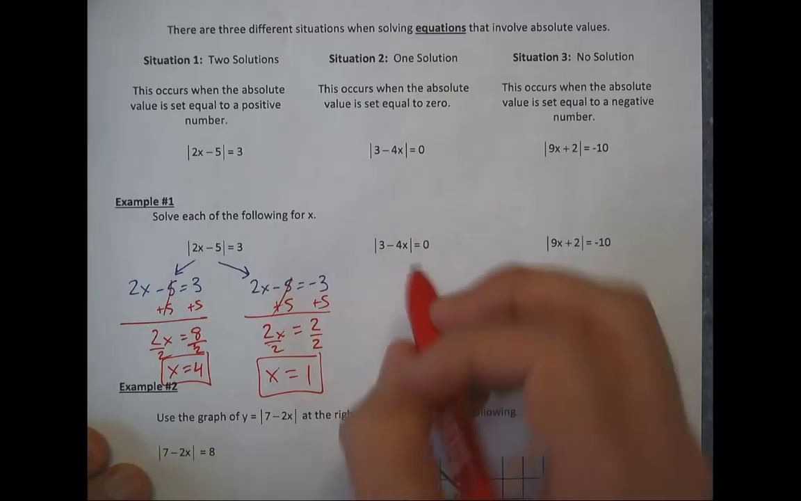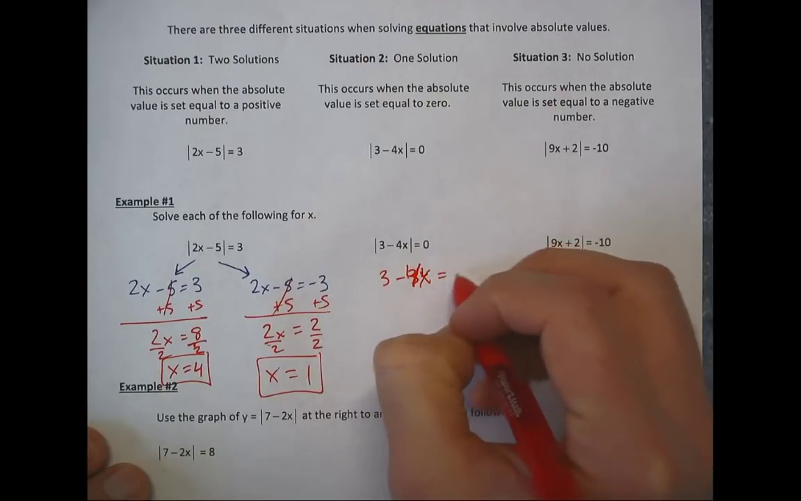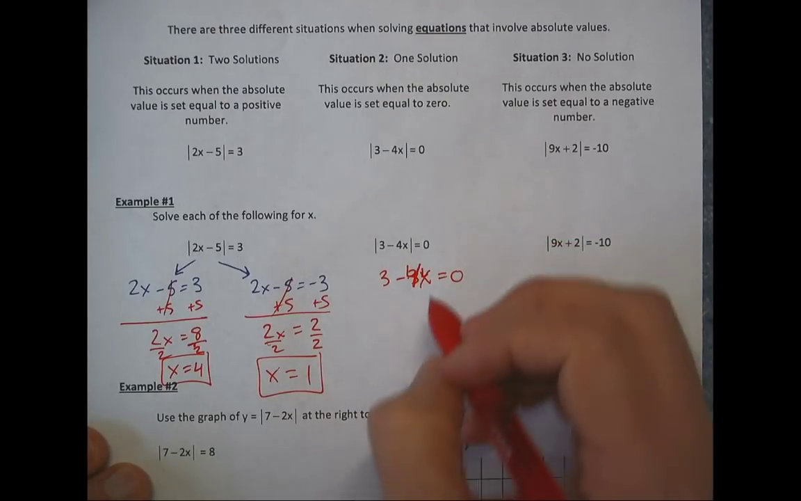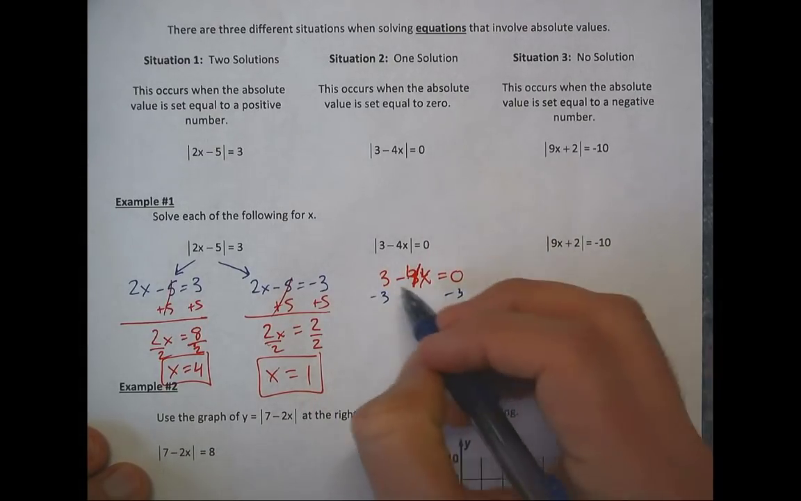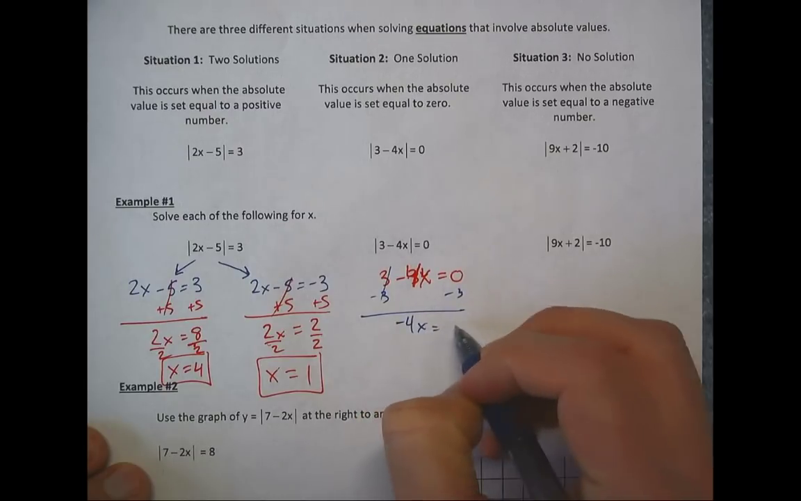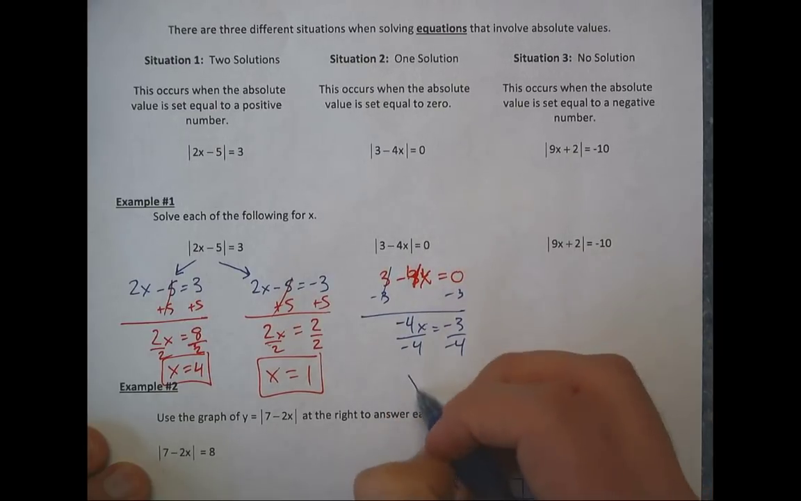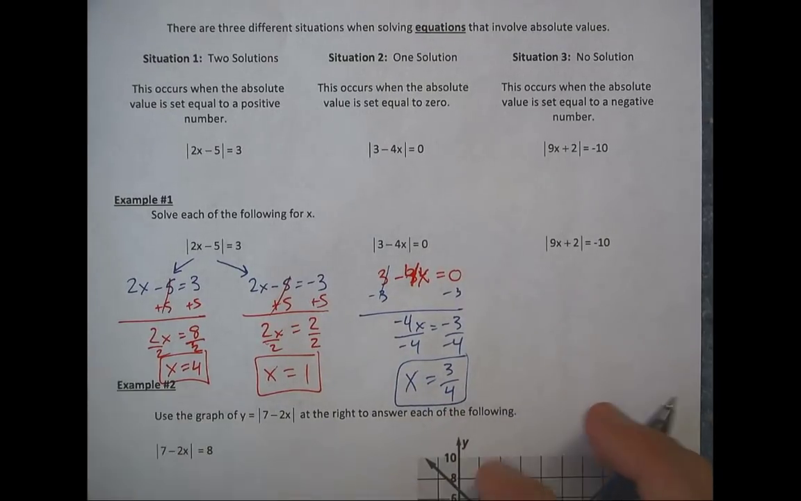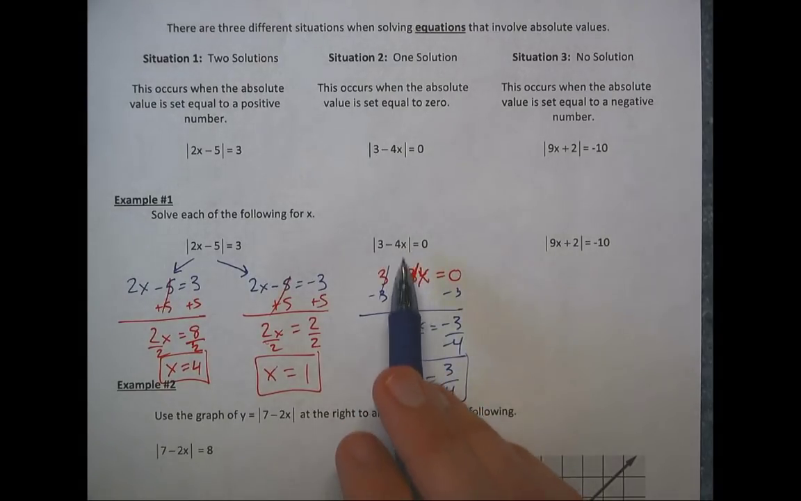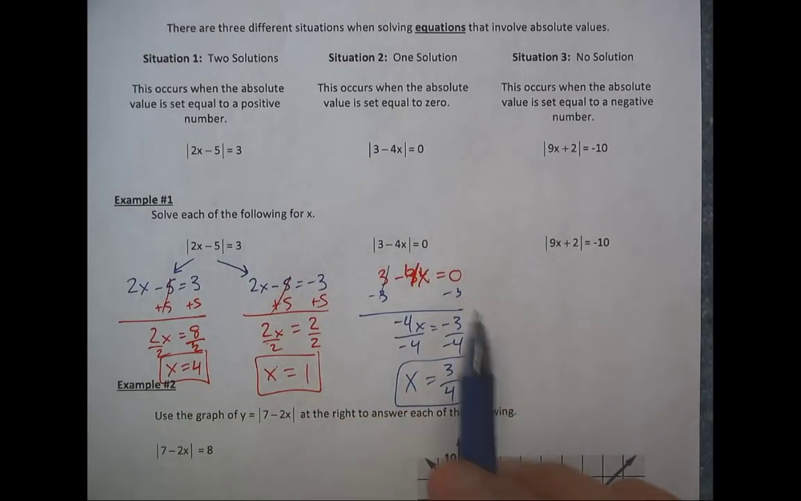This has to produce 0. So we just want to know, when does 3 minus 4x equal 0. All right, so eliminate the 3. And we get negative 4x equals negative 3. Divide by negative 4. These cancel. Two negatives make a positive, and we're just going to leave this as 3/4. So if you took 4 times 3/4, you'd get 3. 3 minus 3 is 0. Absolute value of 0 is just 0. That's the only answer, though. There's not 2, there's just 1.